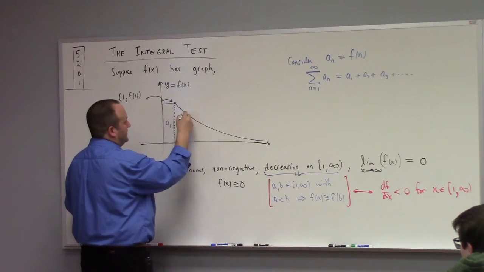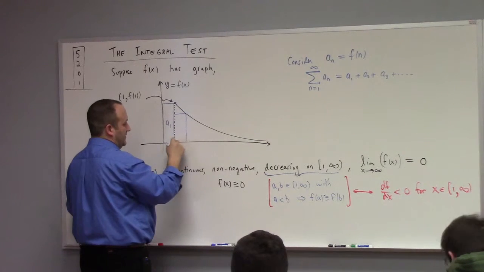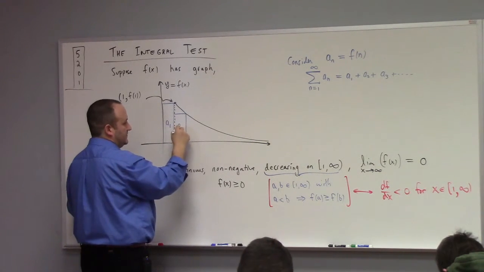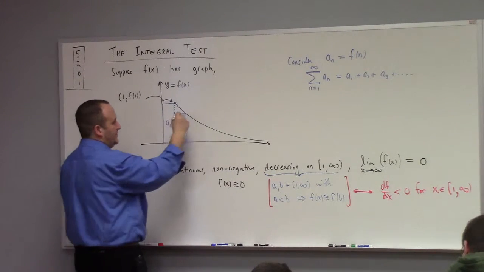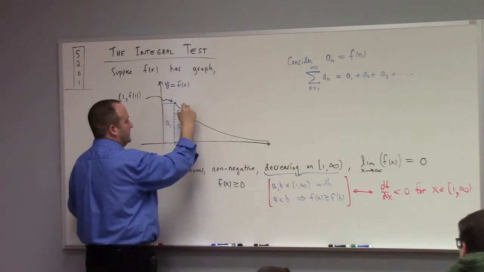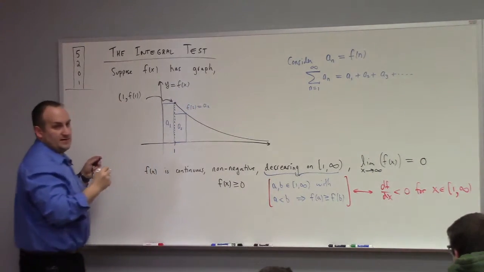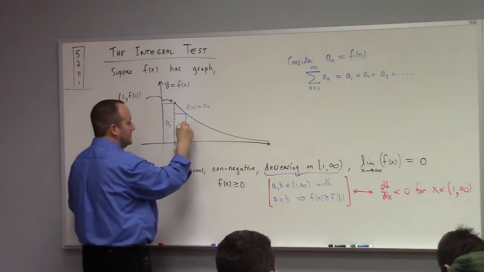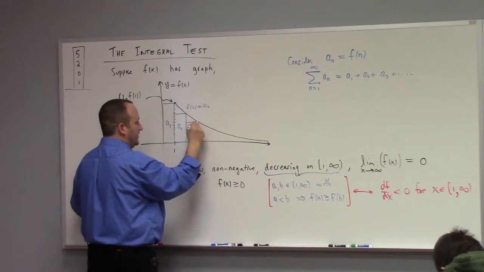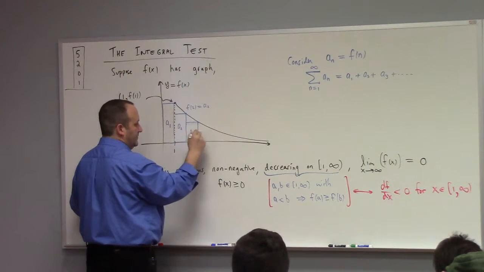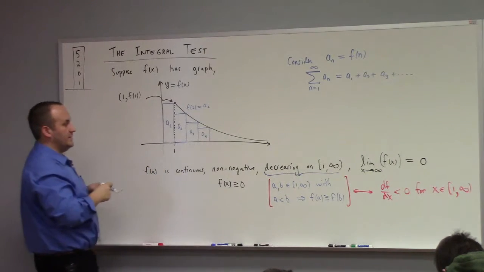But I hear you. So next up here, if I go over to 2, right, the area of this rectangle would be A2, right? And what's the height? f of 2 equals A2 is the height of that second box, right? And you keep going, right? Like over here, that'd be A3. This would be A4, right?